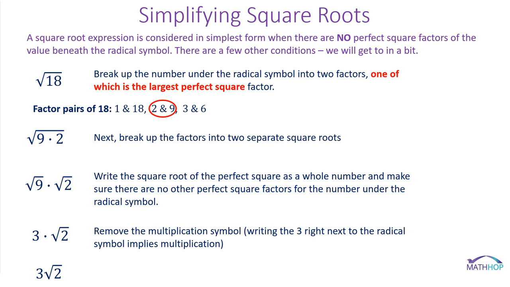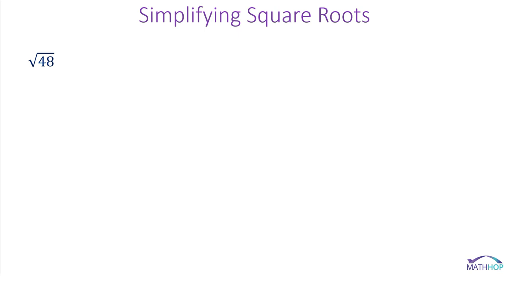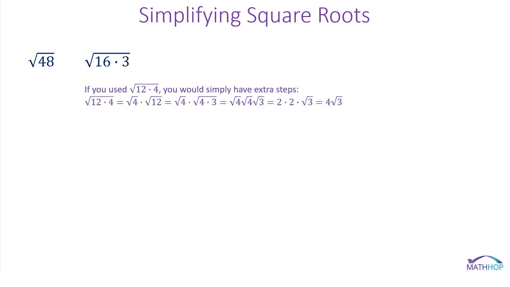All right, so let's practice a few of these. Square root of 48. Square root of 48 gets asked a lot because, I don't know why, I think because students are going to say 12 times 4 instead of 16 times 3. 16 is the largest perfect square factor that goes into 48, so you want to use 16 times 3. What if you used 12 times 4? Well, you would just have all these extra steps, right? It wouldn't be the end of the world. But we're going to use 16 times 3.